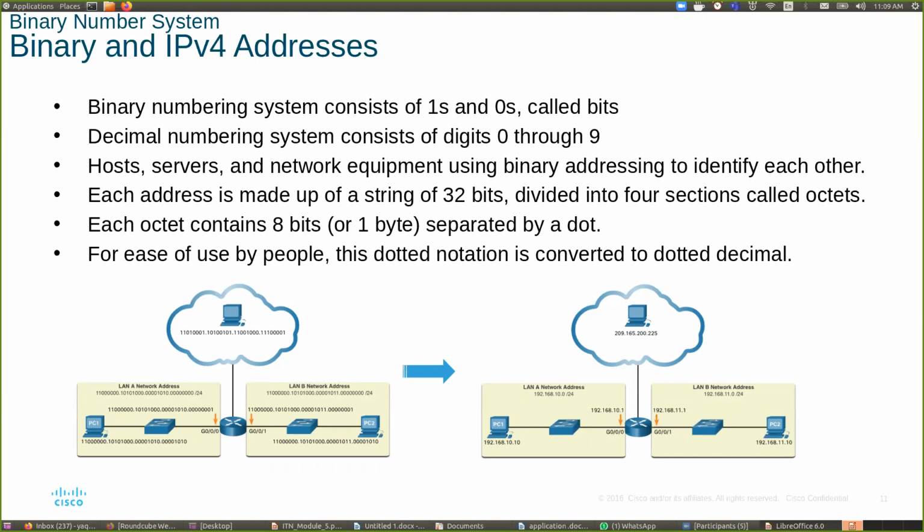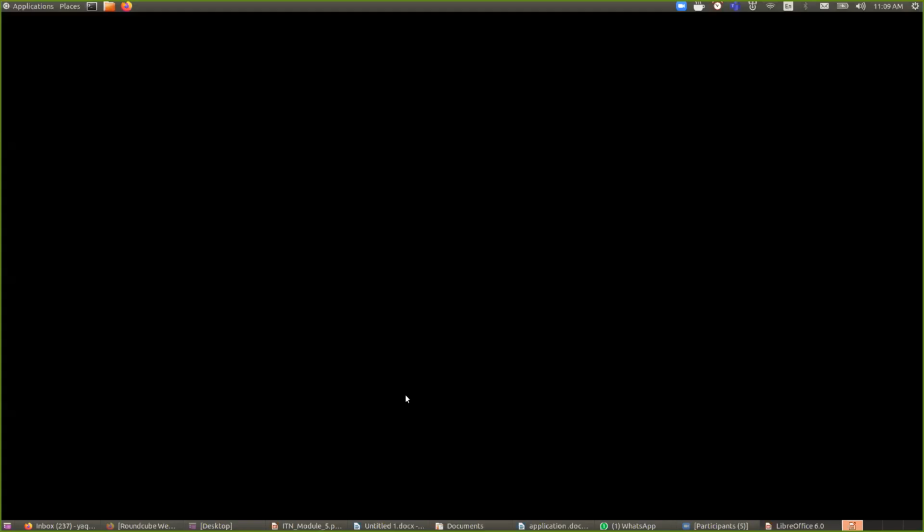An IP address is a string of 32 bits divided into 4 sections. Each section is called an octet, and each octet contains 8 bits. 8 bits is equal to 1 byte. These 4 sections are separated by dots. All right? Let's move on.